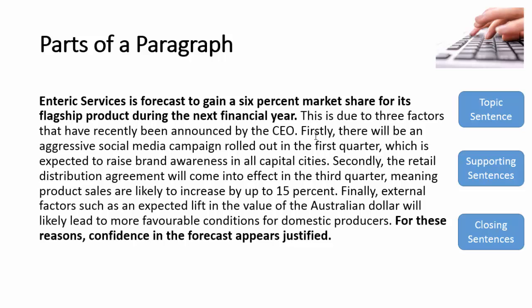Firstly, okay, there will be social media. I can quickly skim forward. I could see secondly, the retail distribution agreement. Finally, external factors. So I'm really getting that good signposting language. I'm getting a strong feeling of what is contained in this just by looking at these keywords.